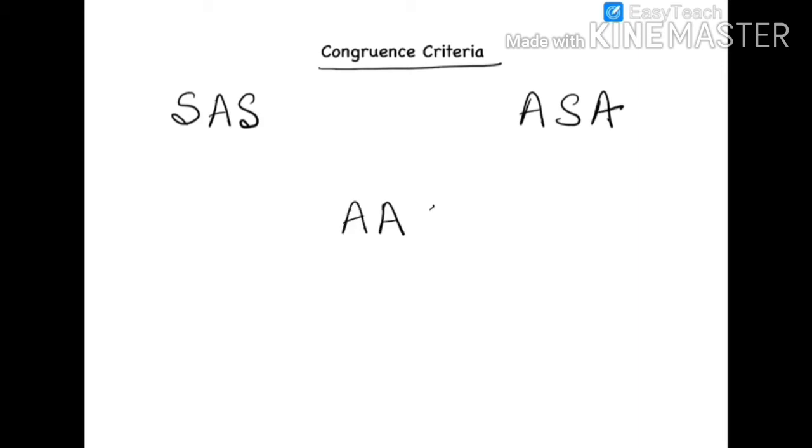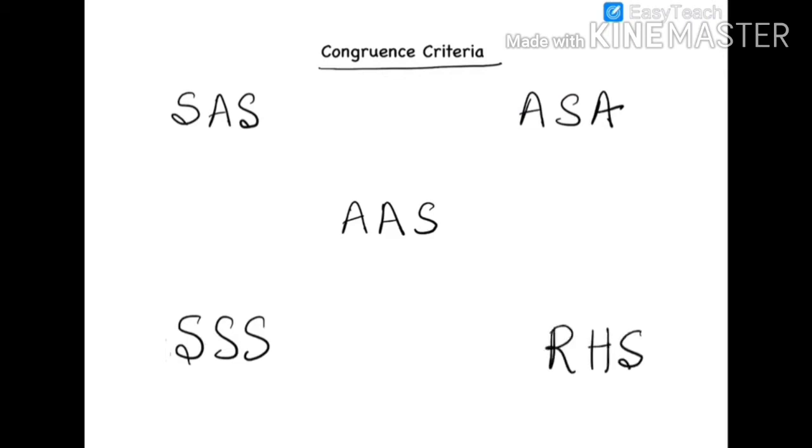So let us look at the congruence criteria that we have learned in this chapter. The first criteria was side angle side. The second criteria was angle side angle. The third criteria was angle angle side. Fourth criteria was side side side, and the fifth criteria is RHS.